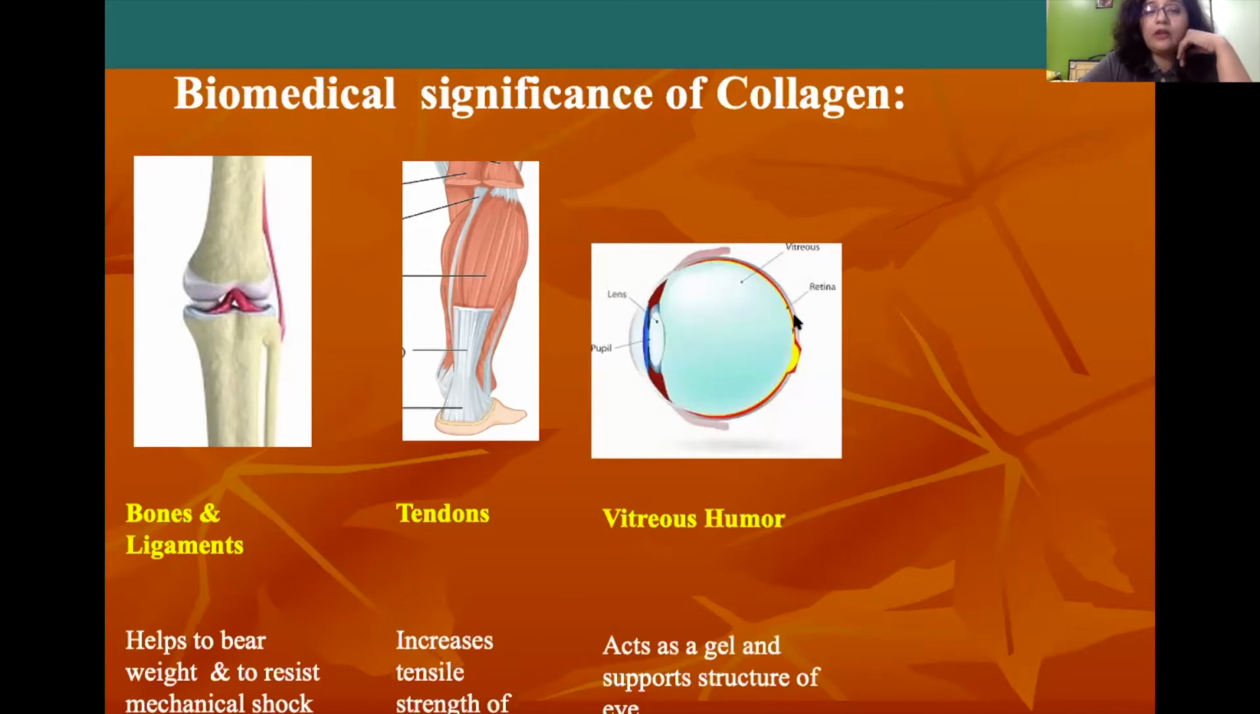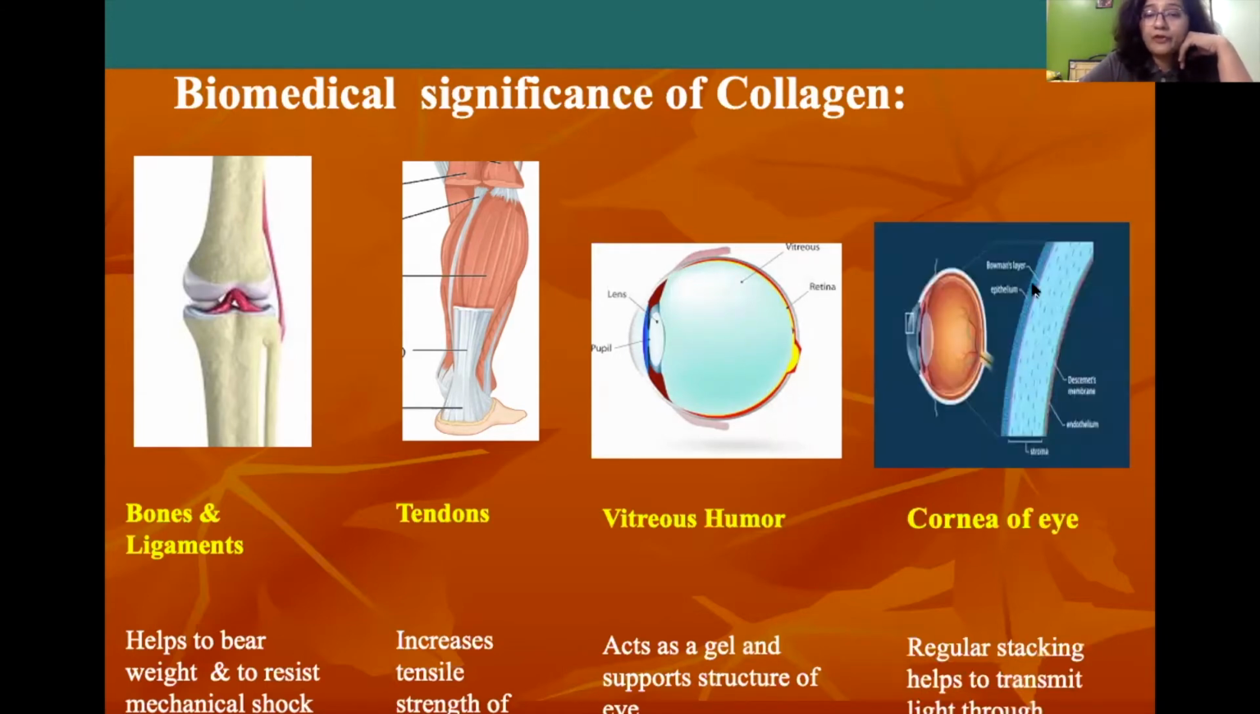Even collagen is present in gel form in the vitreous humor, and here its important role is that it supports the structures of the eye. Now here you can see in the cornea of the eye, again this is a spatial arrangement of collagen. This spatial arrangement is so regular that this part becomes transparent, and it helps in the transmission of light to the cornea.